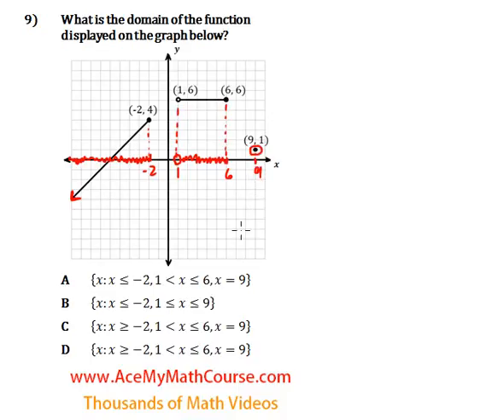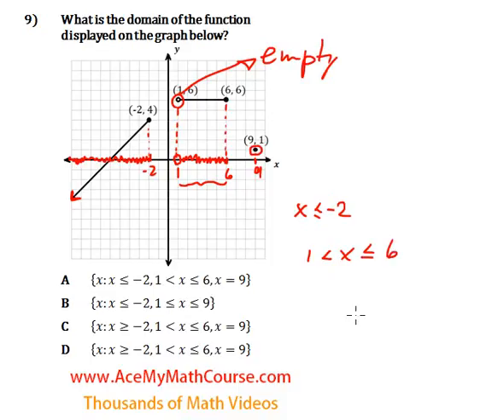So we can say that x is smaller than or equal to -2. x is in between 1 and 6, but not including the 1, because there's an empty dot right there. And also x is equal to 9, because that's just this point right here.